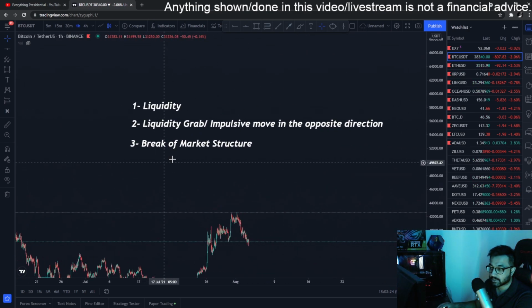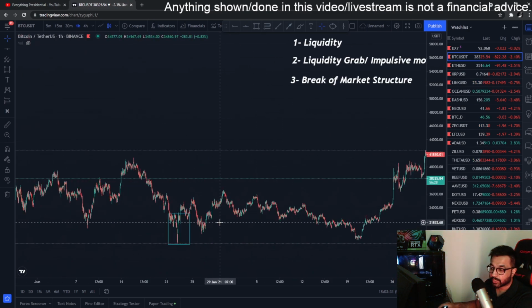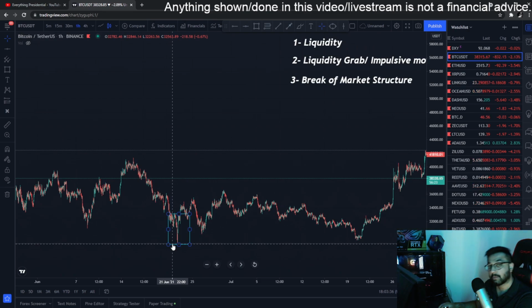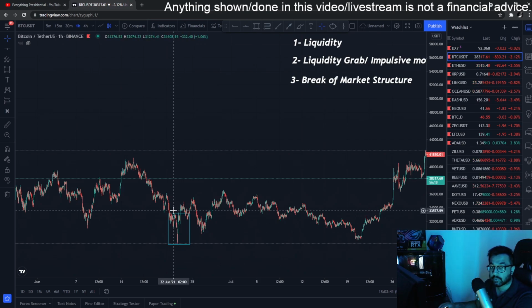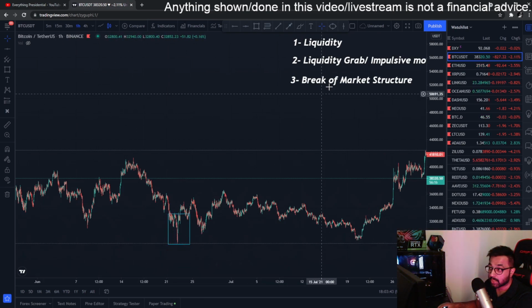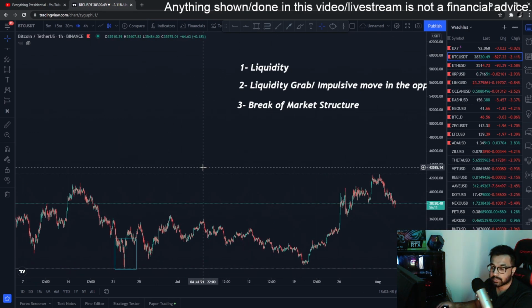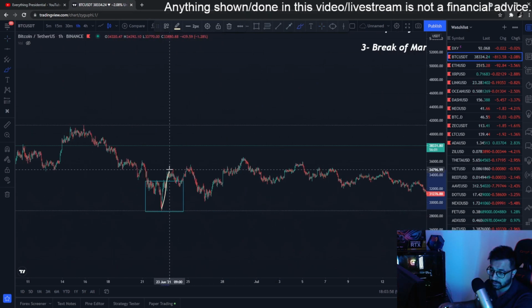And what happens? The second part of the second rule: an impulsive move in the opposite direction of the liquidity grab. So for example, liquidity is being grabbed at the bottom. Where's the opposite direction? Above, right? To the upside. So the market, after grabbing the liquidity, after grabbing all these orders, must reverse in an impulsive manner. Impulsive means very fast, very quick, right? So after grabbing liquidity, it should reverse in the opposite direction very fast.